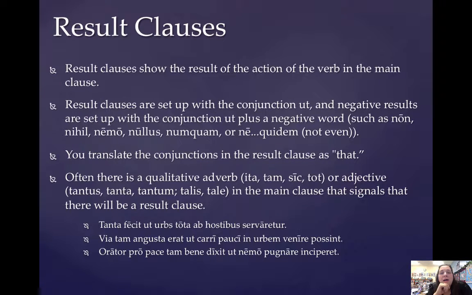Now, you set up a result clause with ut. So like the purpose clause, you use ut. Now, unlike the purpose clause, to show a negative result clause, you use ut plus a negative word. So you can have ut non, ut nihil, ut nemo, ut nullus, ut numquam. You can also have this phrase, ne quidem, which means not even. But the important thing is you have to have the ut together with the negative clause to show a negative result, okay?